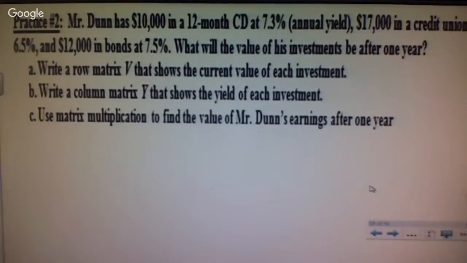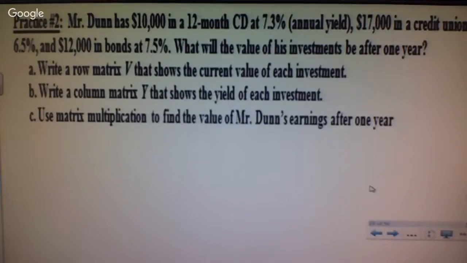Okay, Mr. Duncan has invested some money. He put $10,000 into a 12-month CD at 7.3% annual yield, $17,000 into a credit union at 6.5%, and $12,000 in bonds at 7.5%. What will be his investments after 1 year?